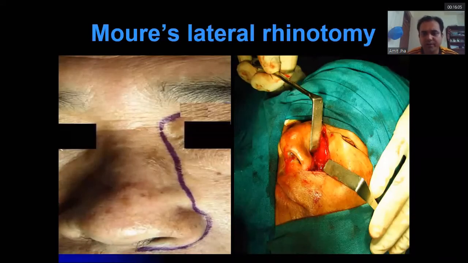Now, how do you treat it? There are different treatment management options. So, medial maxillectomy is commonly done, and this medial maxillectomy can be done endoscopically too. This is the lateral rhinotomy incision. From the medial canthus, it goes around the groove, around the alar groove, and up to the columella.